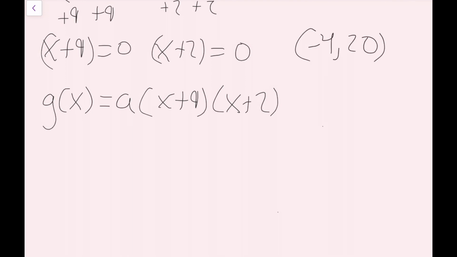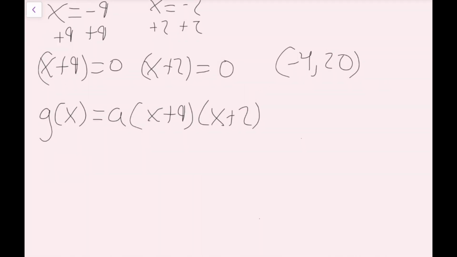So whenever I'm missing a parameter right here, all I got to do is plug in -4 for all the x's, and then 20 for y, or in this case, for this whole entire g of x, to find a. So I'll plug in 20 for g of x right here because that's our y value. And then a times quantity, -4 is our x value. So I'll go -4 plus 9 times -4 plus 2.